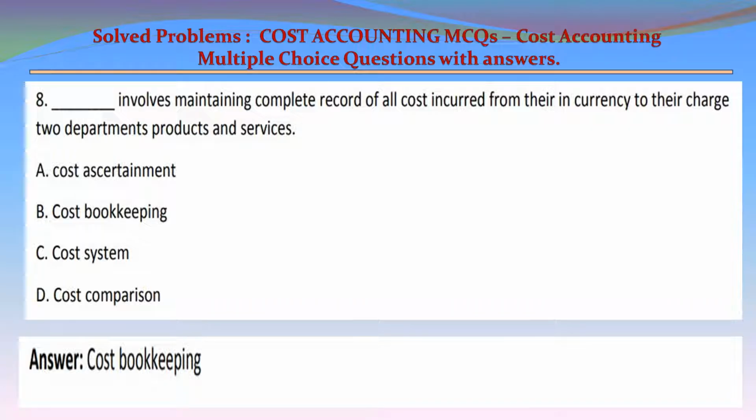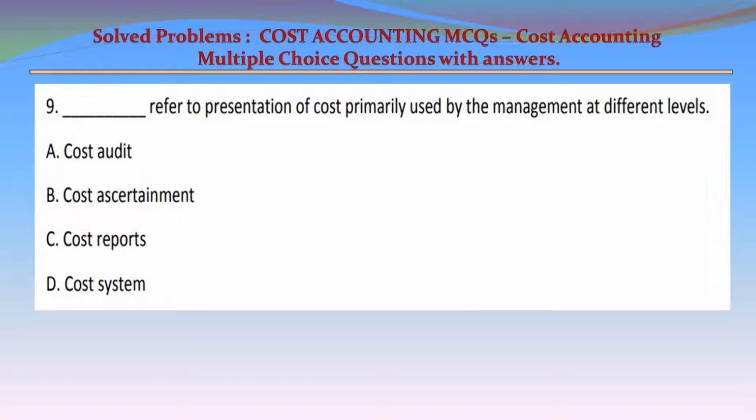Answer B. Cost bookkeeping. 9. Dash refers to presentation of cost primarily used by the management at different levels. Options A. Cost audit. Option B. Cost ascertainment. Option C. Cost reports. Option D. Cost system.